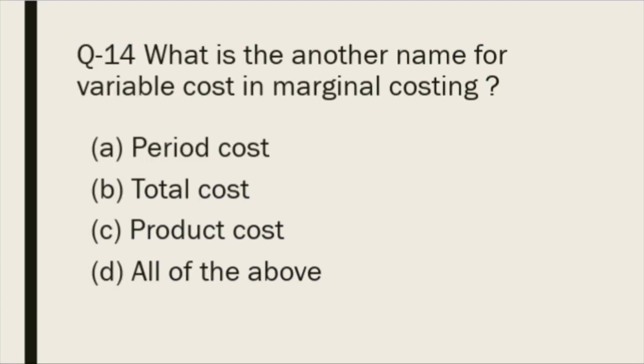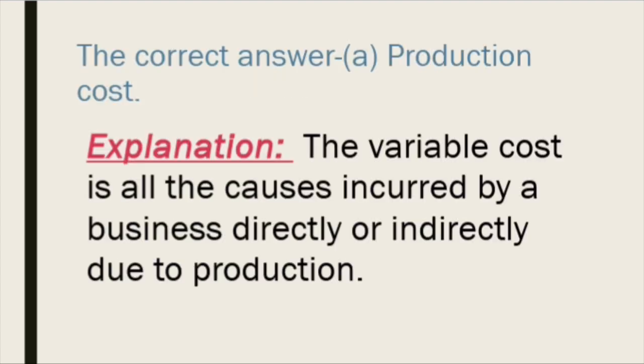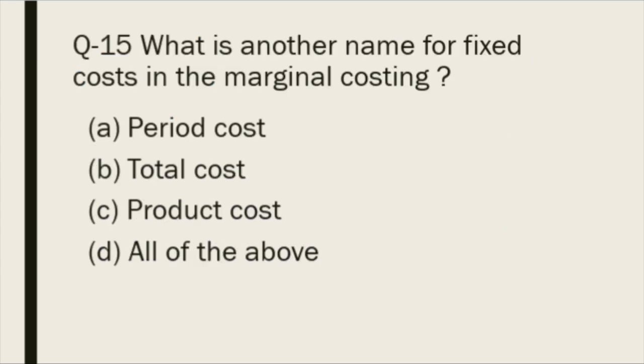Next question is, what is the another name for variable cost in marginal costing? The options are periodic cost, total cost, product cost, all of the above. The correct answer is production cost. Explanation is that the variable cost is all the costs incurred by a business directly or indirectly due to the production.